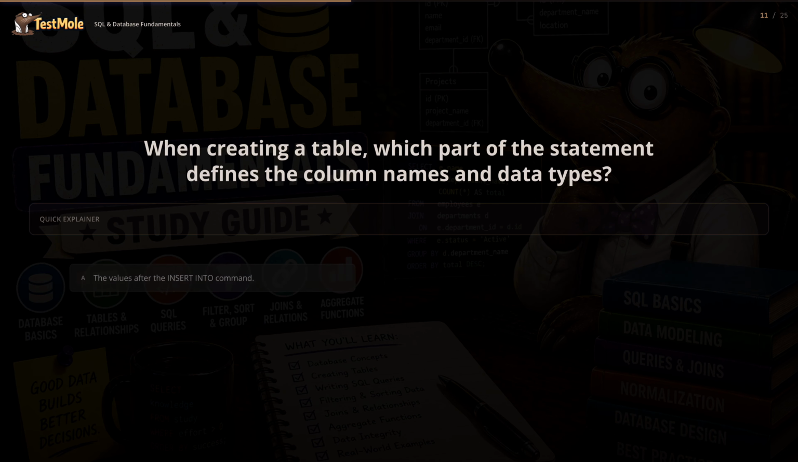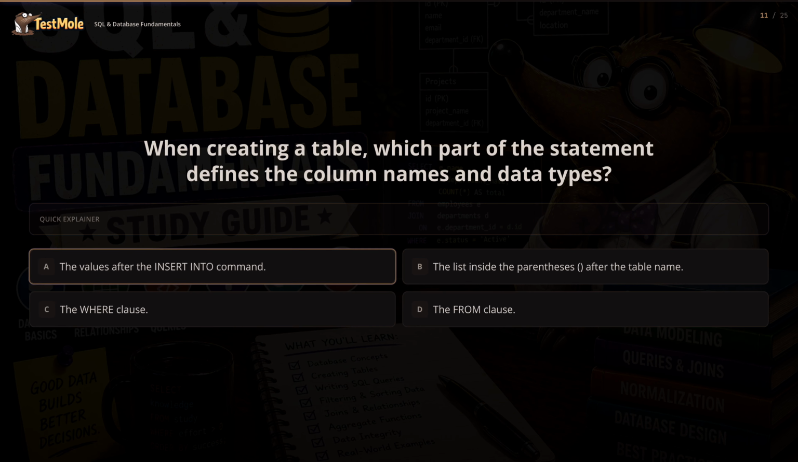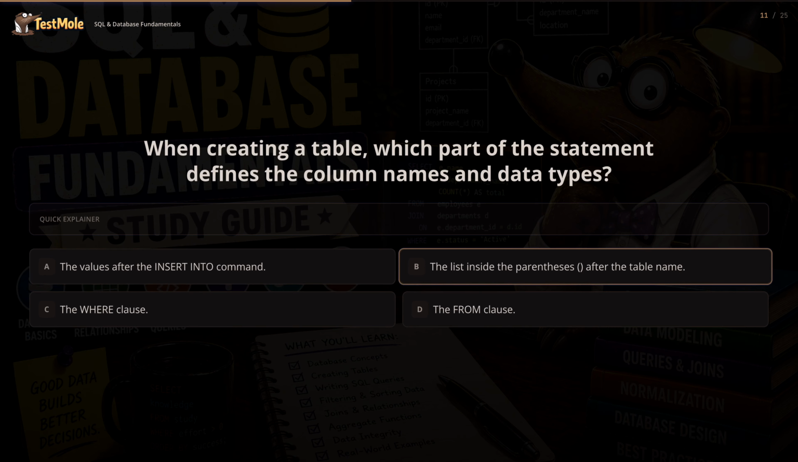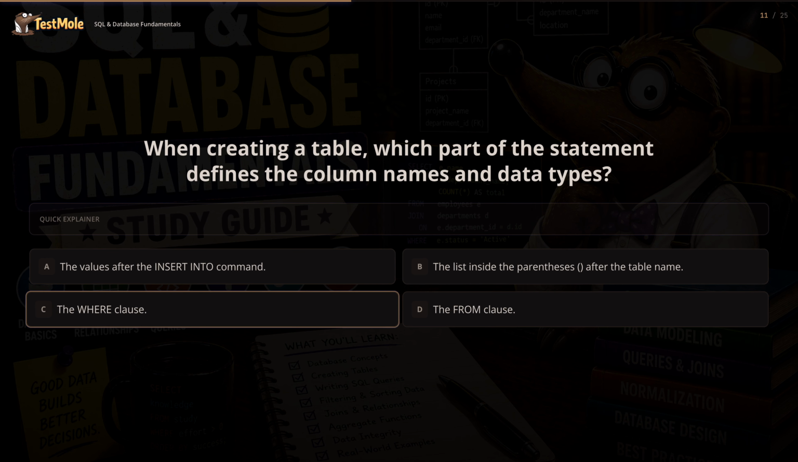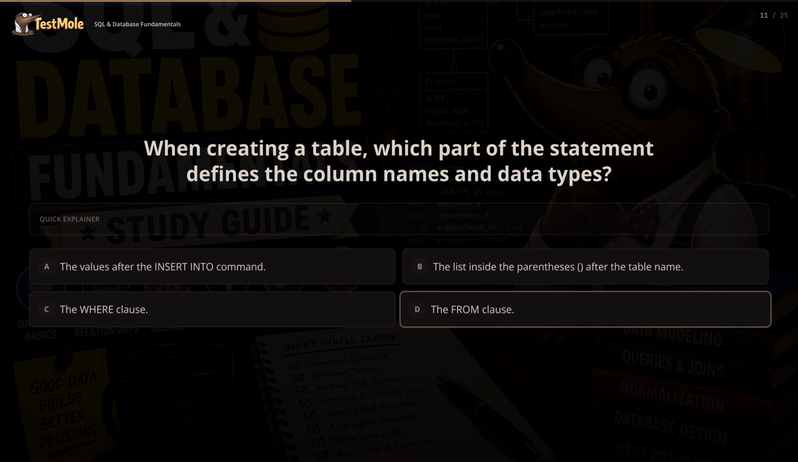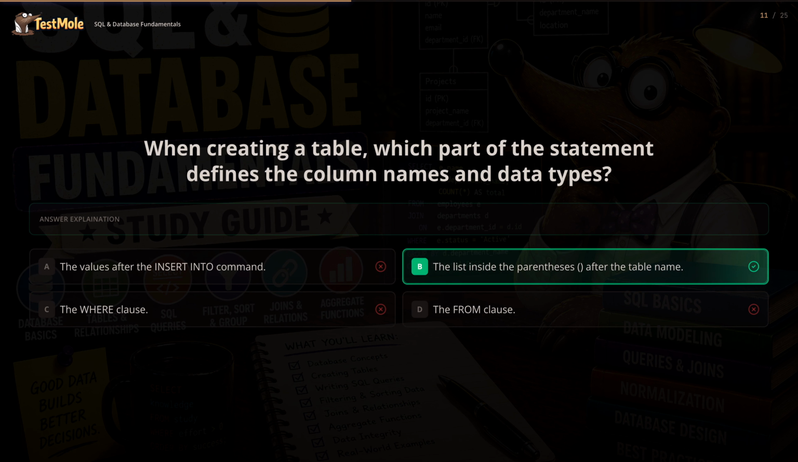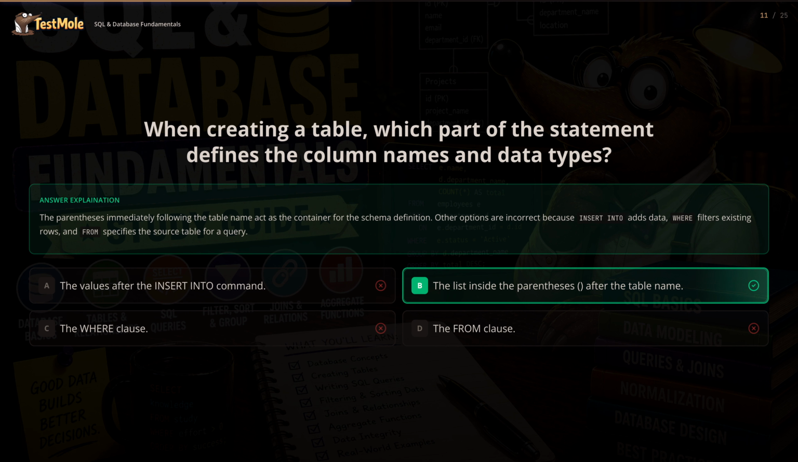Example. Possible answers are A. The values after the insert into command. B. The list inside the parentheses after the table name. C. The where clause. D. The from clause. The answer is B. The parentheses immediately following the table name act as the container for the schema definition. Other options are incorrect because insert into adds data, where filters existing rows, and from specifies the source table for a query.